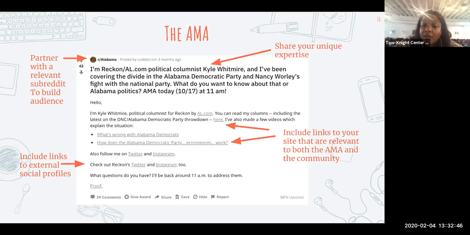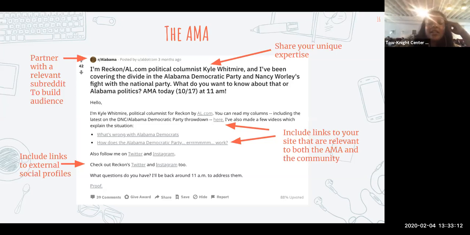Another thing that smart Redditors will do is include links to their external social profiles. Like we said, Reddit is about connecting around a particular common interest and not about a specific user. So if your actual goal is to build your journalist following or build your brand's following, it's totally acceptable to put in those links to other places where you can follow people.